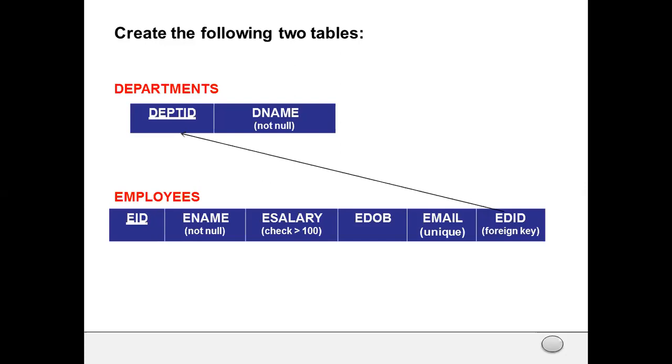Similarly, with employee we have the following constraints: EID is a primary key, E-name cannot be null, then E-salary must be greater than 100, checked. Date of birth has no constraint, then email must be unique, and EID foreign key.